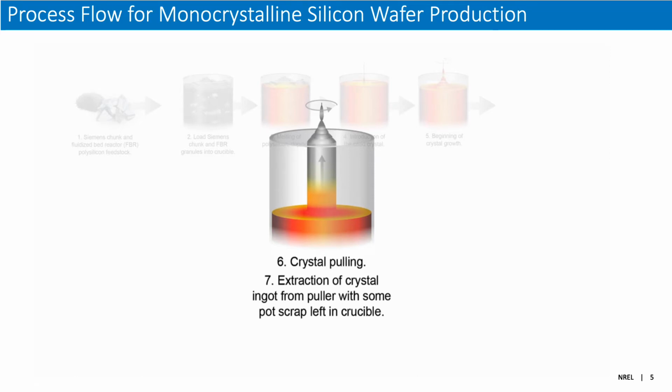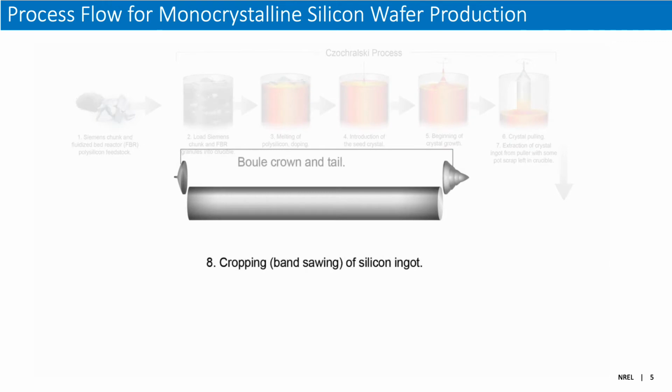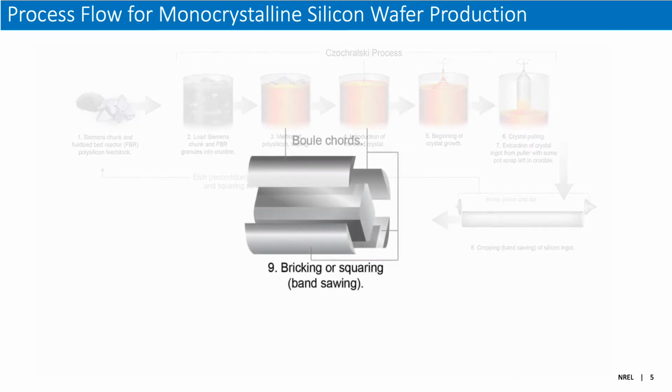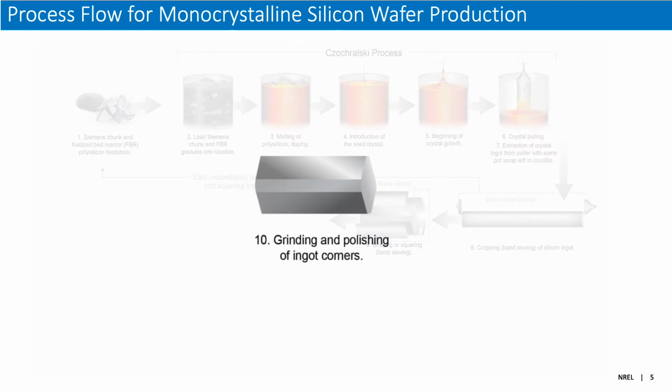Some polysilicon is left in the bottom of the crucible as it now has a higher concentration of impurities. The ingot is removed from the crucible and segments are cropped off either end of the cylinder. The rounded exterior of the cylindrical ingot is cropped in sections to create a pseudo-square ingot. All the cropped sections are etched and re-added to the crucible for use in the next ingot. The sharp corners of the pseudo-square ingot left from sawing then undergo grinding and polishing.